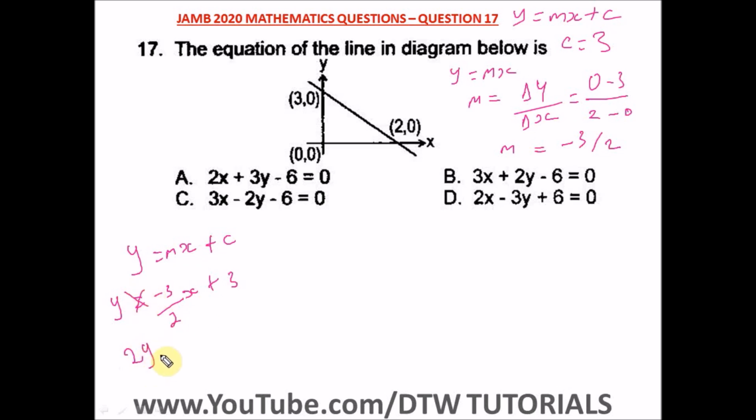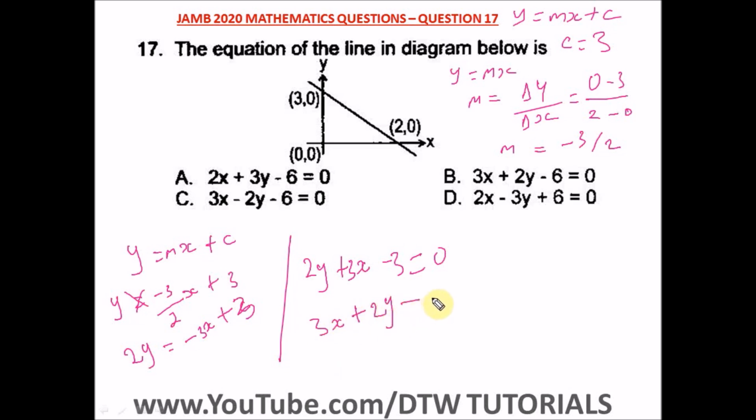So let's multiply. We have 2y equals minus 3x plus c. So working with this, collecting like terms, oh sorry, this is not c again, this is 3. Collecting like terms, we have 2y plus 3x minus 3 equals 0. So arranging it in a linear form, we have 3x plus 2y minus, I believe this should be 6.